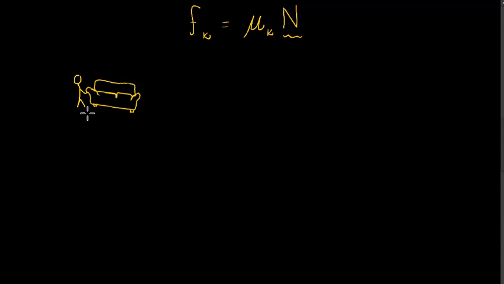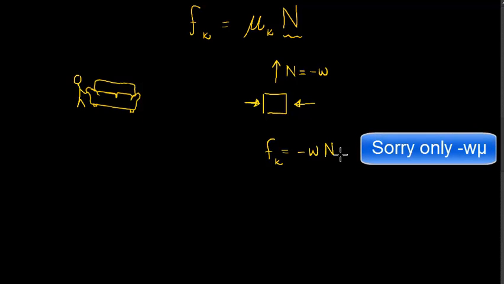Well, what was happening when I was just pushing the couch is I just had an object that was trying to be pushed in one direction. I had the normal force equal to the weight but in the opposite direction. And so the frictional force, which was working against me, was equal to negative the normal force times the frictional coefficient.